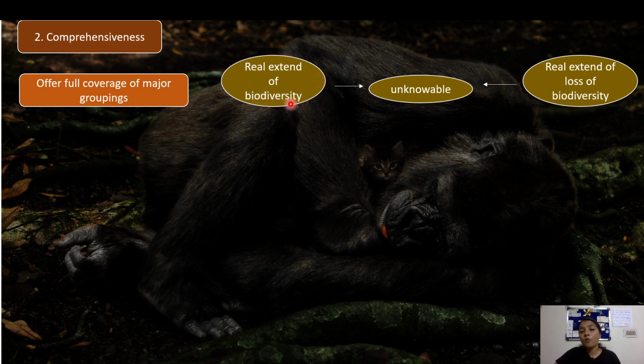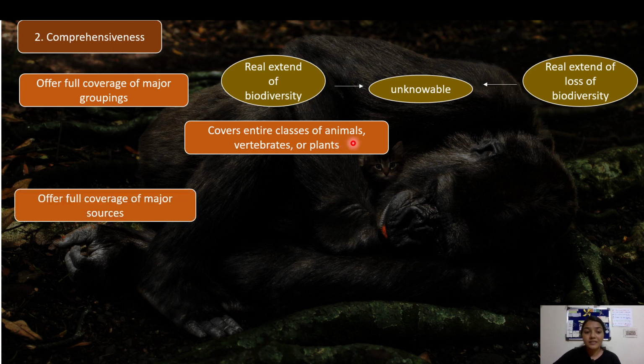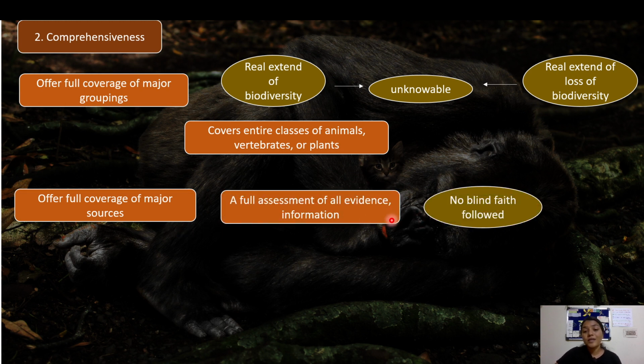So we don't know how much biodiversity is there, and at the same time we also do not know how much biodiversity has been lost, because we have not surveyed everything. So therefore, Red Data Book covers entire classes of animals, vertebrates or plants. It offers full coverage of major sources, a full assessment of all evidence information. That means Red Data Book does not have blind faith on anyone.